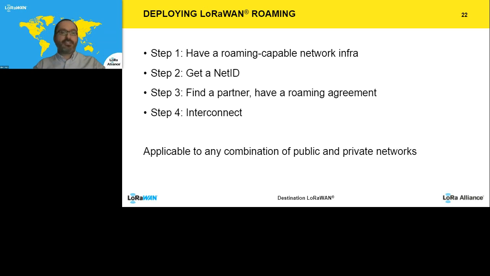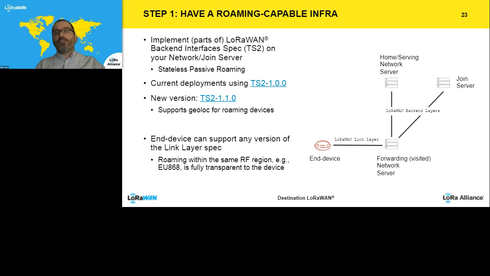There's no distinction. The first step is, in order to use LoRaWAN roaming, you need to have a roaming capable infrastructure. What that means is, on your network server and join server, you need to be implementing a part of the so-called LoRaWAN backend interfaces spec. And the part that you need to be implementing is the so-called stateless passive roaming. The version of that spec that has been implemented in the ecosystem and deployed is version 1.0.